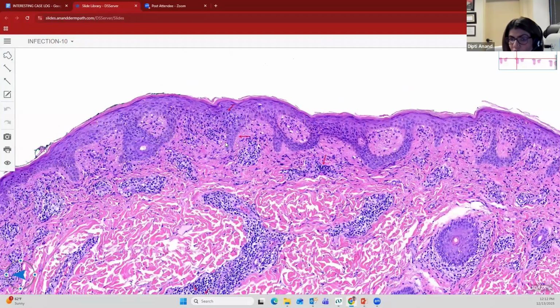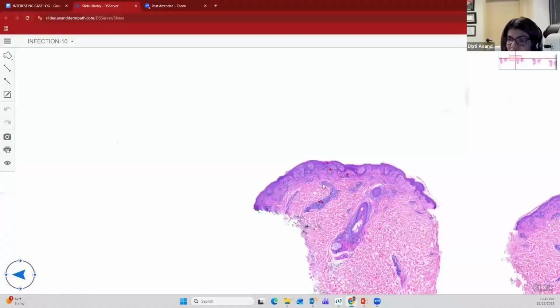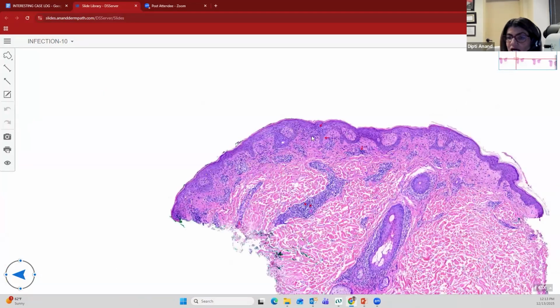So this is one of the most common reaction patterns that we see with syphilis: a variable degree of spongiosis, but with elongated, reedy ridges with neutrophilic exocytosis. Around the vessels, there are neutrophils, and most importantly, plasma cells. You can see that the lymphocytic infiltrate around the vessels could be variable. It could be superficial, superficial and mid-dermal, or superficial and deep dermal.